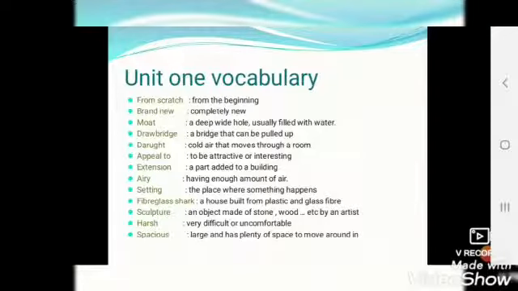Now we are talking about some vocabulary mentioned in the unit. As you see, first, from scratch, it's an expression found in this unit. It means from the beginning. Brand new means completely new. Moat, a deep wide hole, usually filled with water. A drawbridge, a bridge that can be pulled up and down. Draught means cold air that moves through a room and we can feel it.